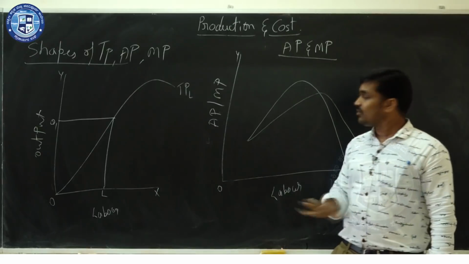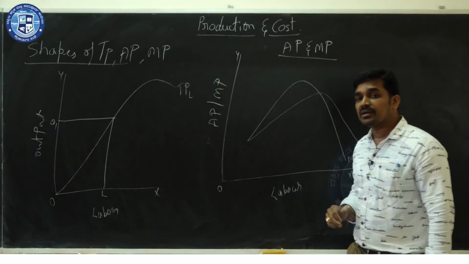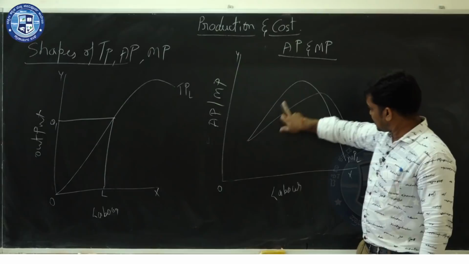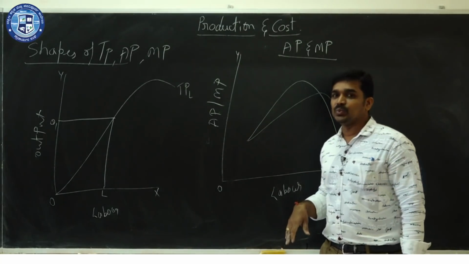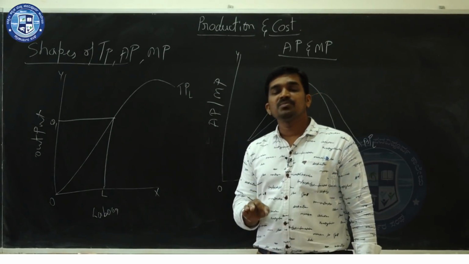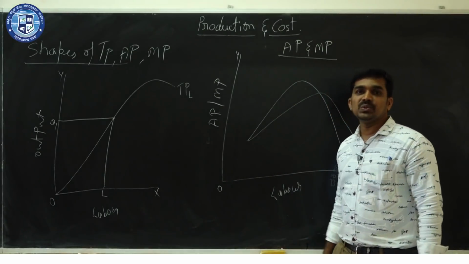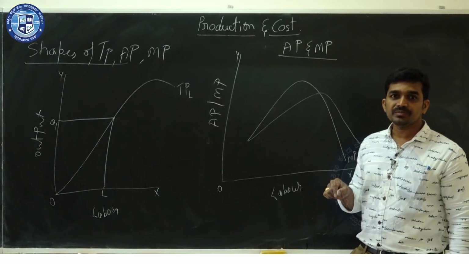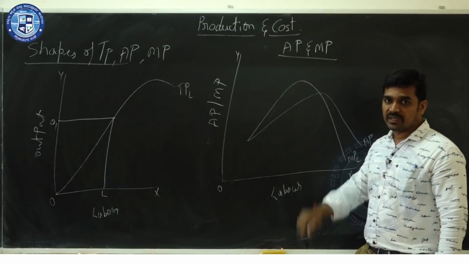Now the question arises, what is the shape of average product and marginal product? This shape indicates an inverse of U. Remember, the shape of average product and marginal product is an inverse of U. Initially, so many points we are observing here.